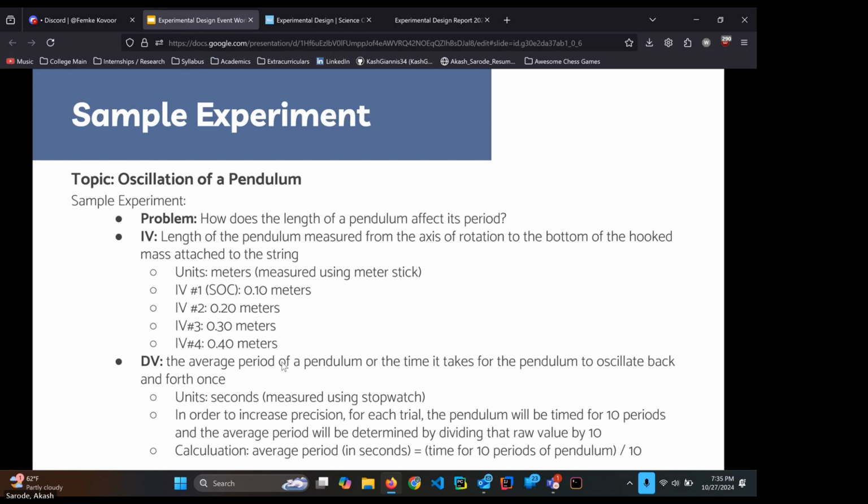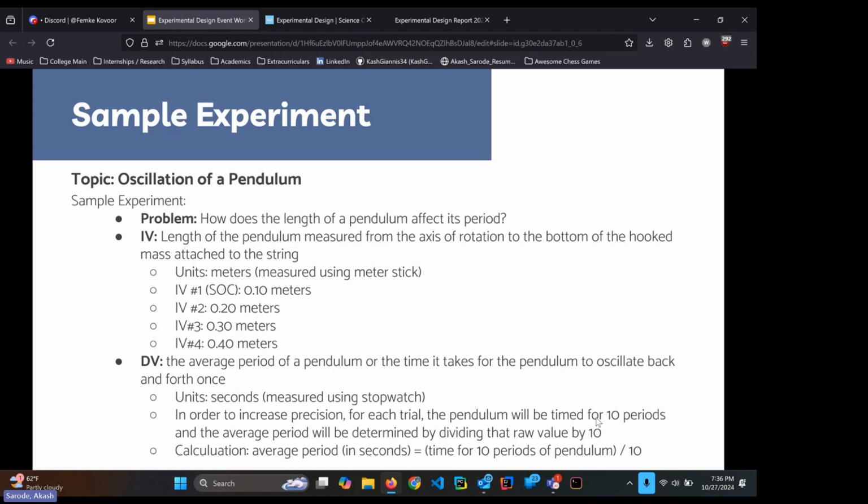And that's the stuff that I typically write down when I'm filling out this IV section in the reporting packet. And then for the DV, the first thing you want to do is define what the DV is. It's the average period of a pendulum, or time it takes for the pendulum to oscillate back and forth once. Then I'd mention the units of measurement, which are seconds, and the tool you're using to measure that DV, which in this case is a stopwatch. And then I'd also mention any additional calculations or definitions that you would need to use for an experiment. In this case, this is just a specific example that I would use.